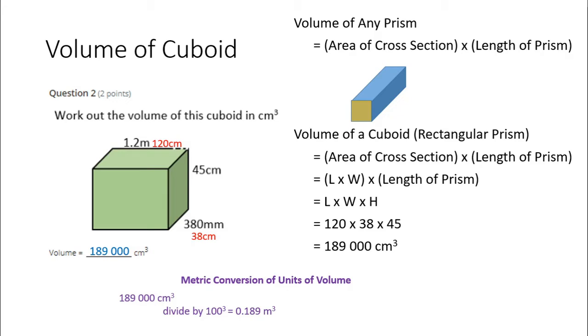Usually to convert from centimeters to millimeters, we multiply by 10. But to convert from centimeters cubed to millimeters cubed, we will multiply by 10 cubed. That's multiplying by 10, so put on a 0. Multiplying by 10 again, so put on another 0. And multiplying by 10 again, so put on a third 0. Notice my answer is 189 million. I've put on 3 more zeros there.